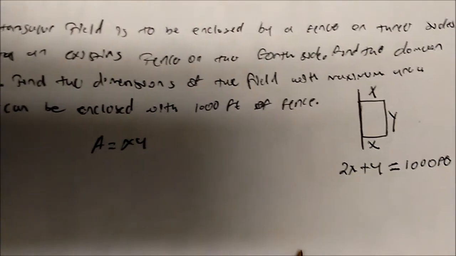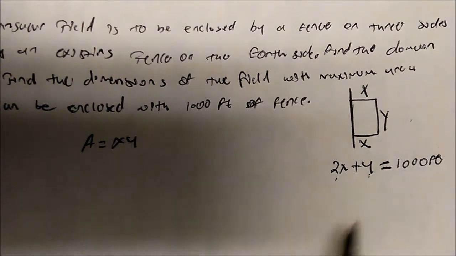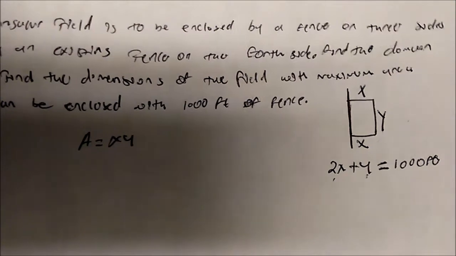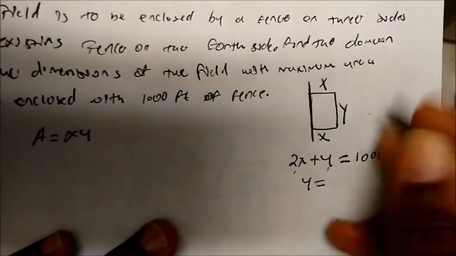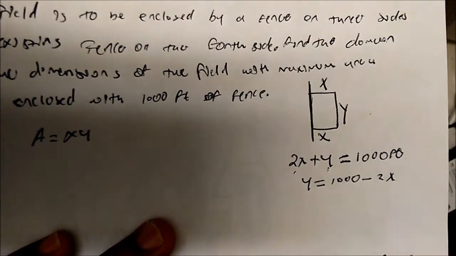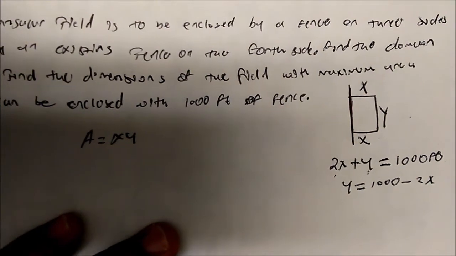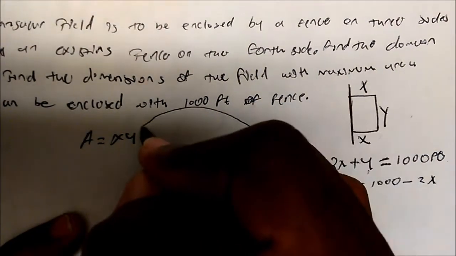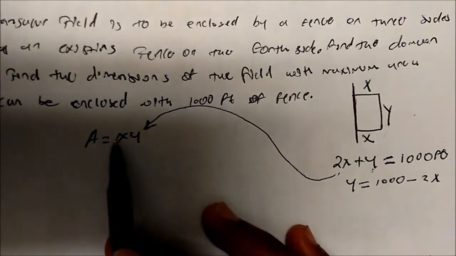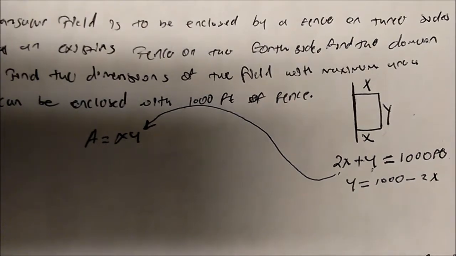So what you want to do is solve for y, or you could even solve for x. I'm going to solve for y because it's much easier, and then plug it into your formula. So y here will just be 1,000 minus 2x. I'm going to drop my units for a second. So y equals 1,000 minus 2x. Because we want to find the maximum area, we can't take the derivative with two variables. This is why we have to solve for y or x first.